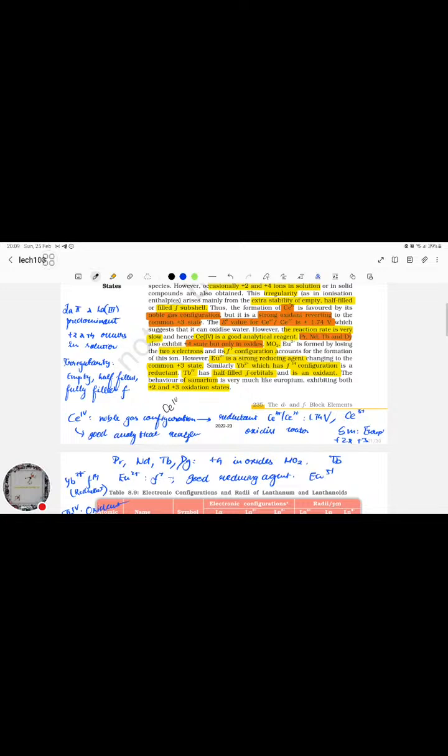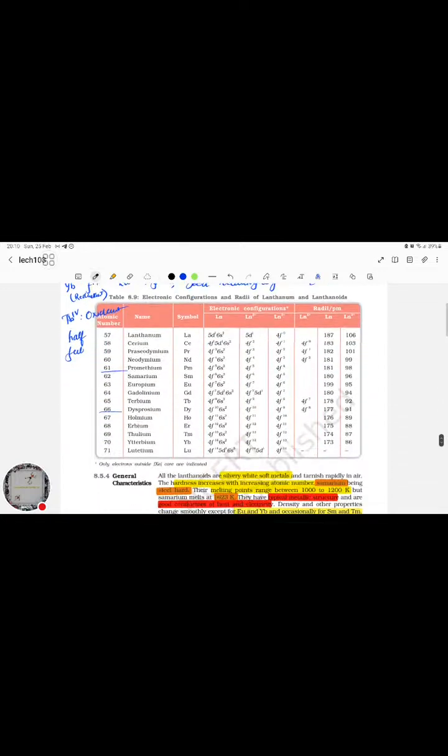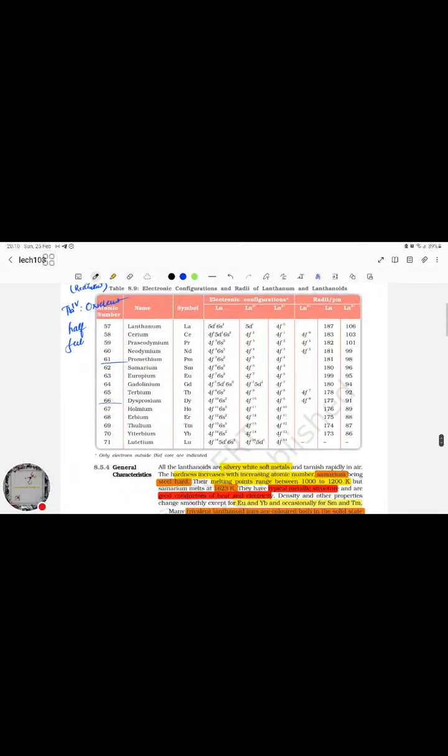The behavior of samarium is very much like europium. It will exhibit both plus 2 and plus 3 oxidation states. That's what they're trying to say, and that we are being given the electronic configuration of each and every element in the lanthanoid series. Okay, first electronic configurations and radii of lanthanum and lanthanoids.